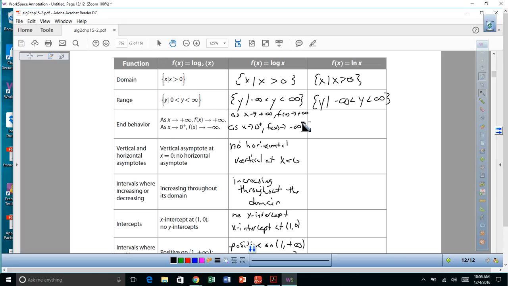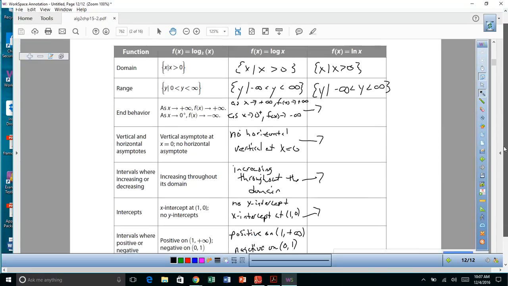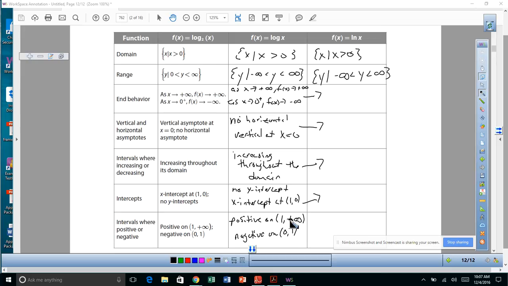In behavior, exact same as before. As x approaches positive infinity, f of x approaches positive infinity. As x approaches 0 from the positive side, f of x approaches negative infinity. No horizontal asymptote, and there's a vertical asymptote at x equals 0. It too is increasing throughout the domain. It has no y-intercept and has an x-intercept at y equals 0. And it's positive from 1 to positive infinity, and it's negative from 0 to 1.